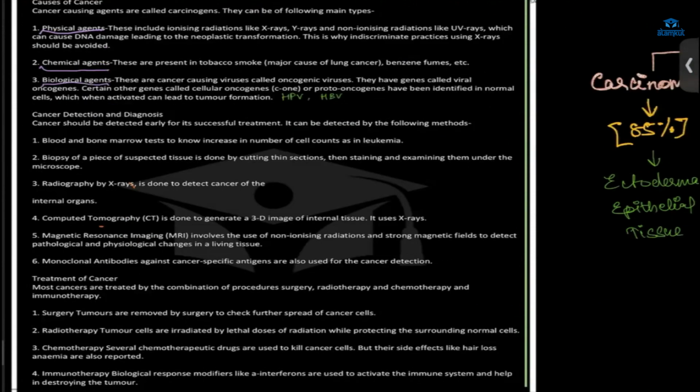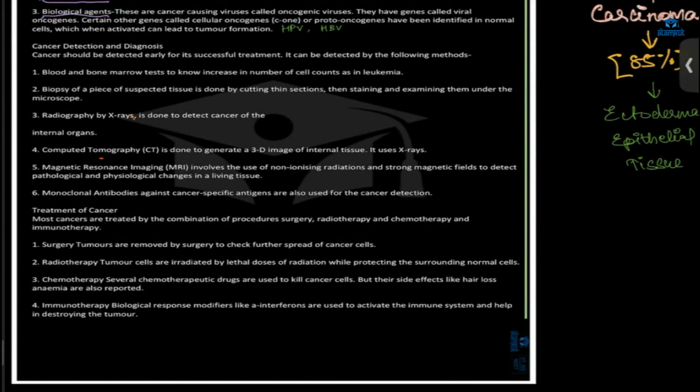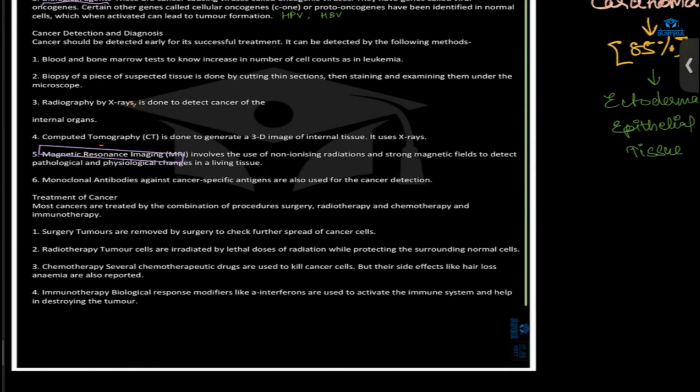Okay, ma'am. Then how do we detect cancer? By diagnosis tests: biopsy, where we cut the tissue, CT scanning, MRI, and also blood count and bone marrow test. The safest method is MRI, as there is no use of X-rays here. That's why monoclonal antibodies are also used.